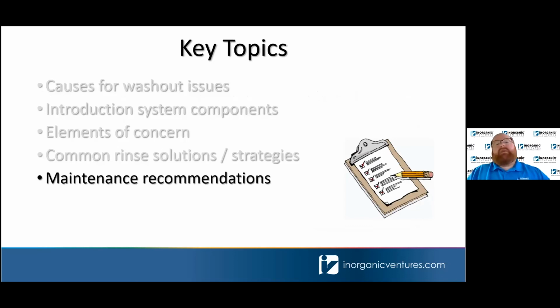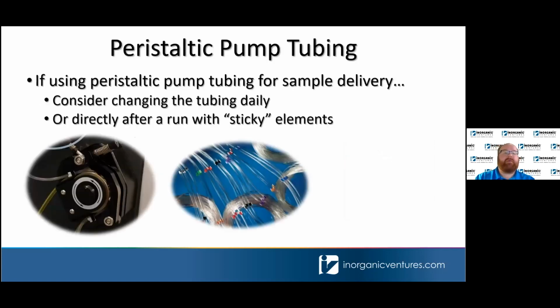So our last topic for today is going to be maintenance recommendations for your ICPs and how this affects your washout problems. So first and foremost, probably the most important is your peristaltic pump tubing. So if you're using peristaltic pump tubing for your sample delivery, consider changing it daily. Your elements will all pass through that tubing and some of them will get stuck. Now, if you're going to run something at high levels or something where you want to run something next really clean, you might want to actually change out the pump tubing right after you've run that dirty sample.